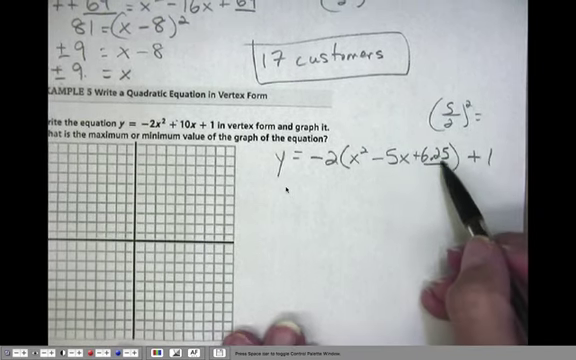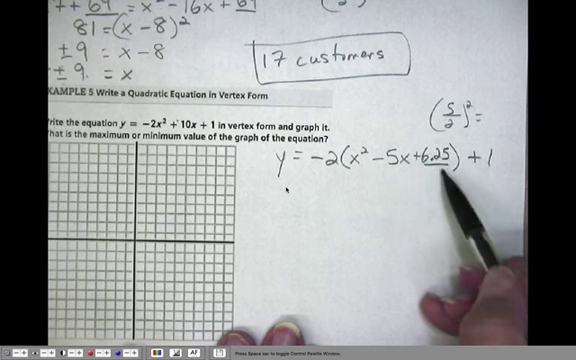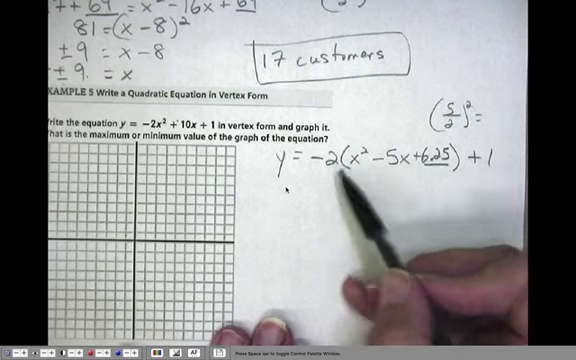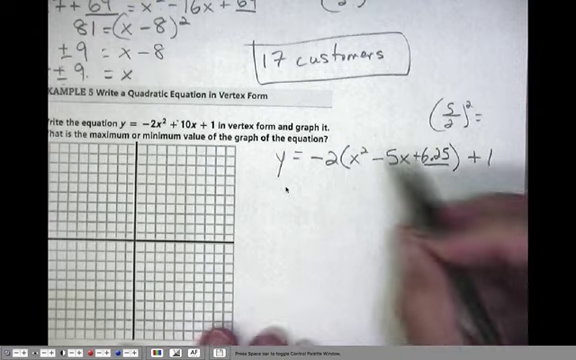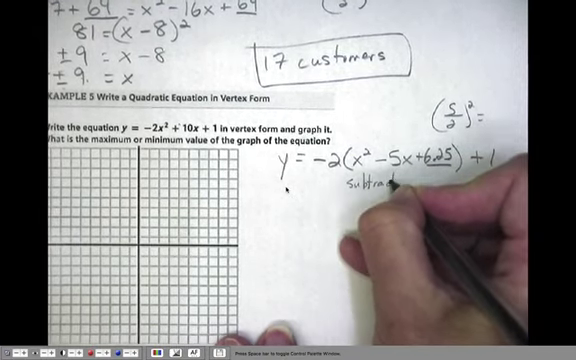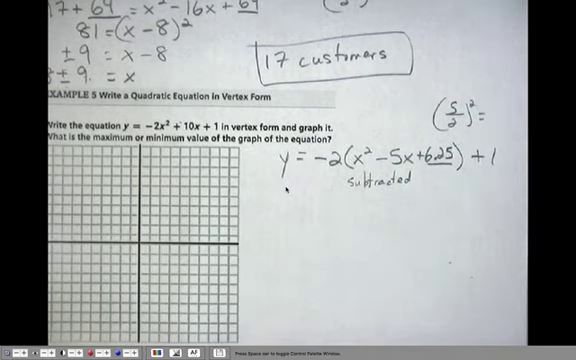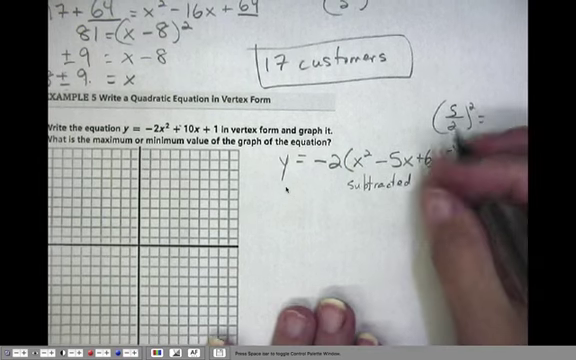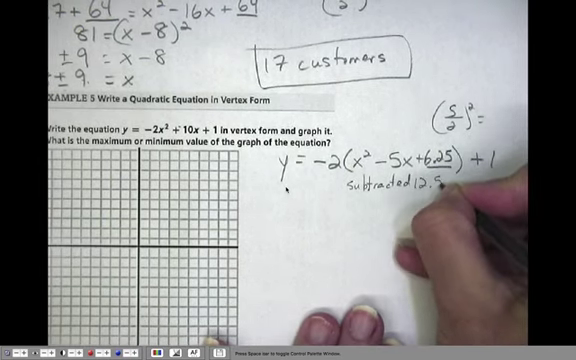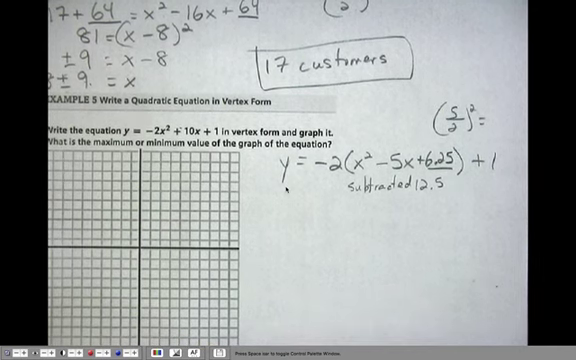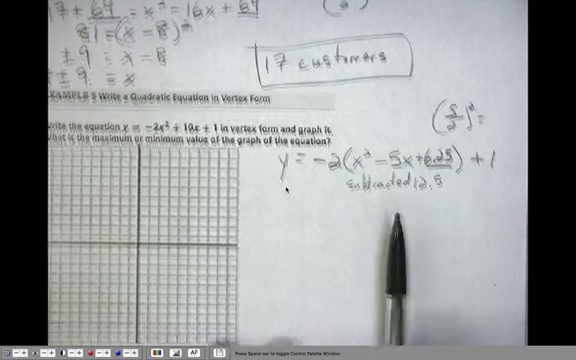But now, please notice, I added 6.25 to complete the square, but I added it inside of a parentheses that's being multiplied by -2. So what I've actually done here is subtracted, well, what's -2 times 6.25? I've subtracted 12.5.